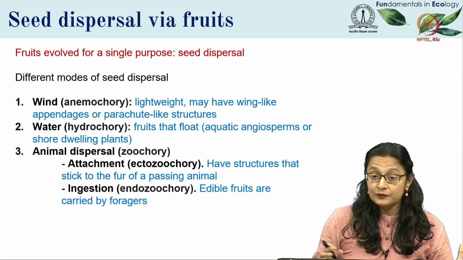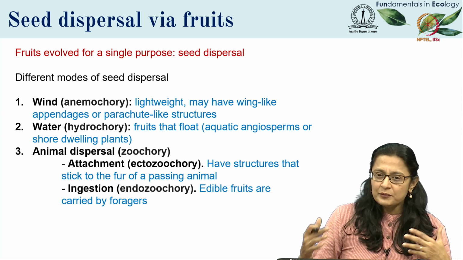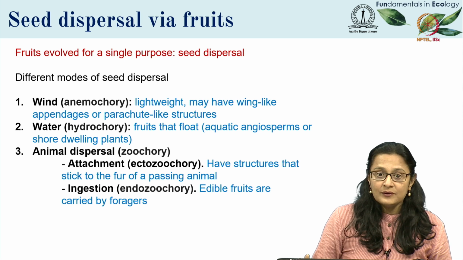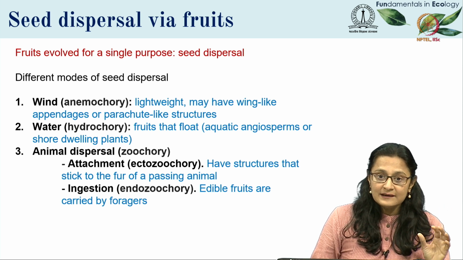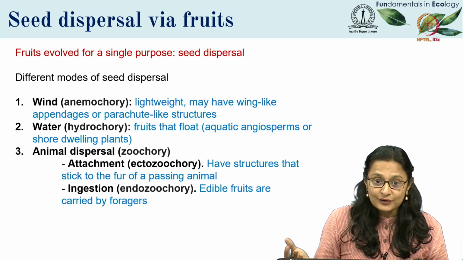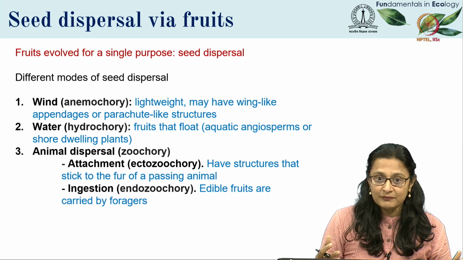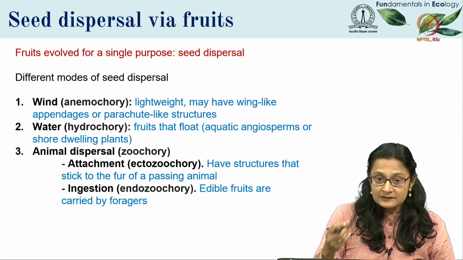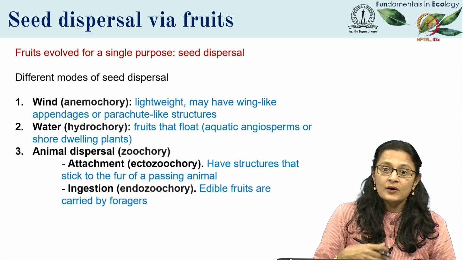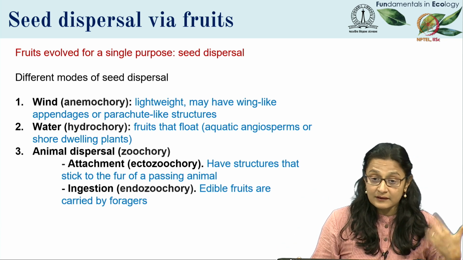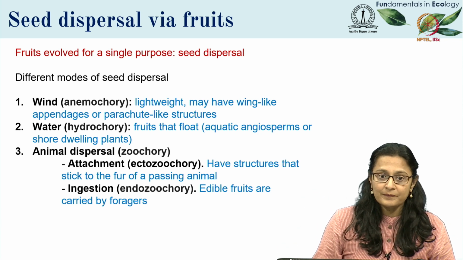Animal dispersal, or zoochory, can come in two forms. They can be ectozoochory, which is seeds that have structures, or fruits that have structures, that stick to the fur, or if you're a human, clothes of a passing animal. Right? So an animal dispersed seed that is attached will be carried as far as the vector goes.